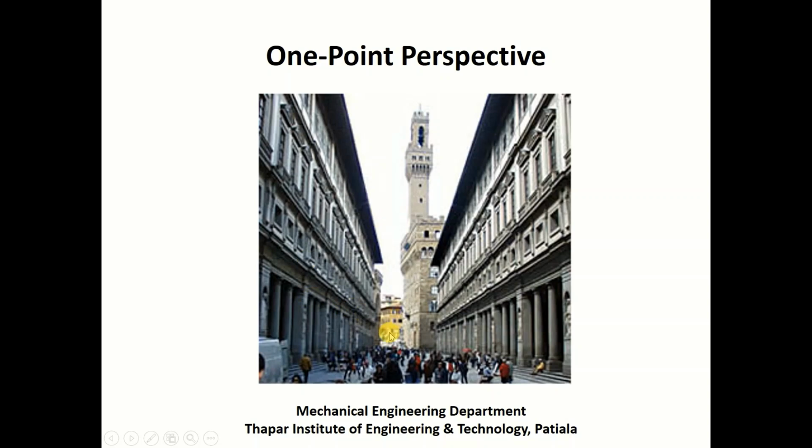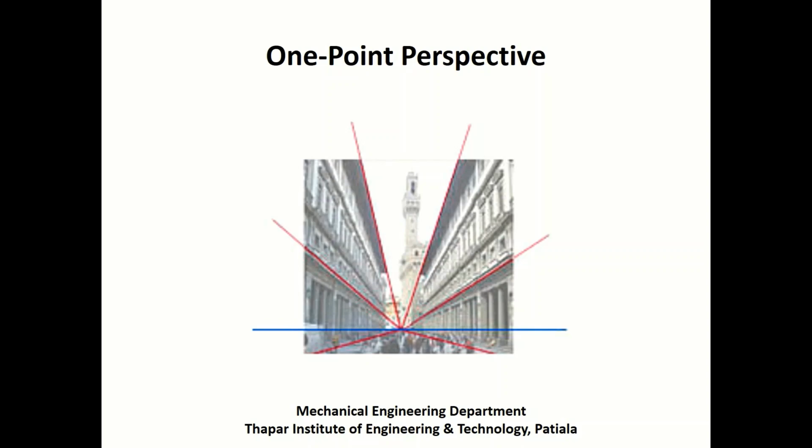So this is just an example of 1 point perspective view. In this case, we can see the vertical edges are parallel to each other. The horizontal edges here are also parallel to each other, but the edges which are along the depth direction of the street are non-parallel and they appear to meet at one particular point, that is the one vanishing point. So that's the one vanishing point here in this case.